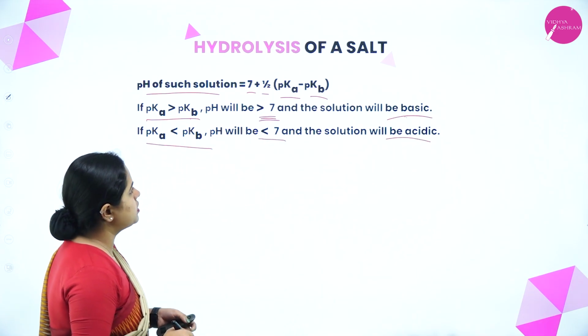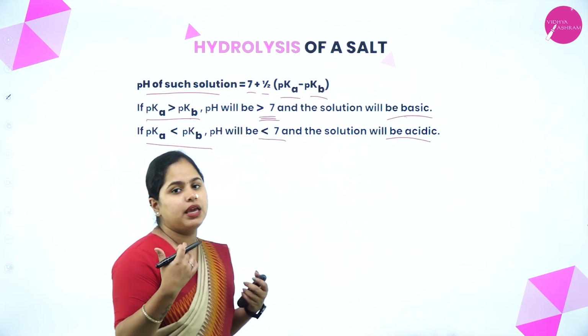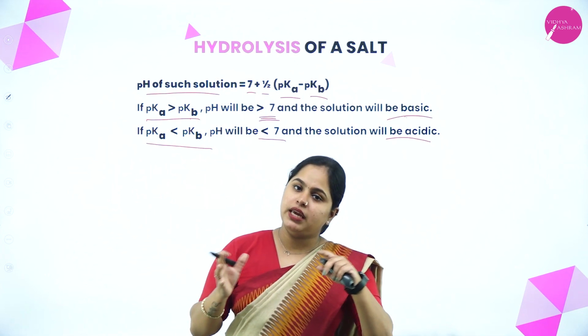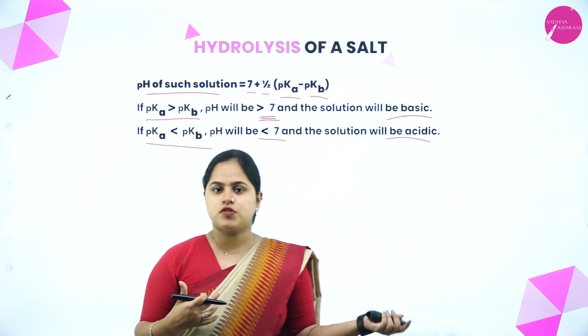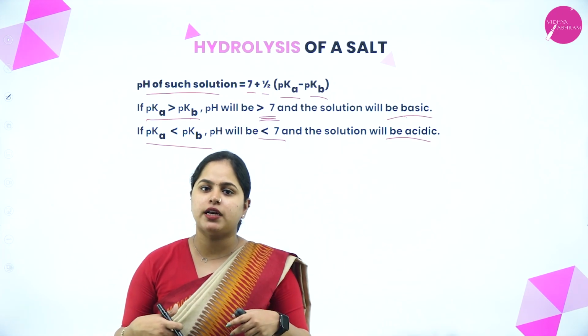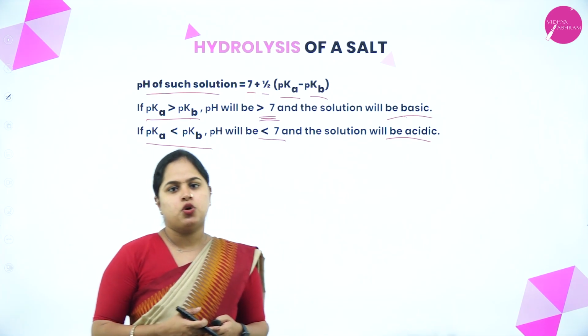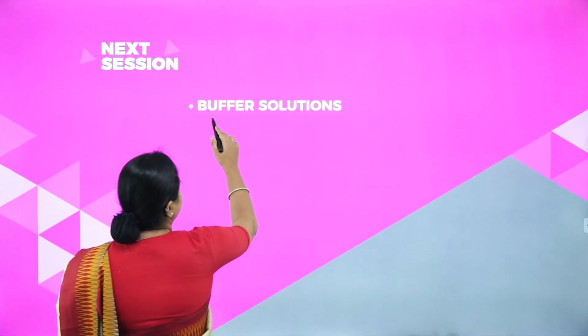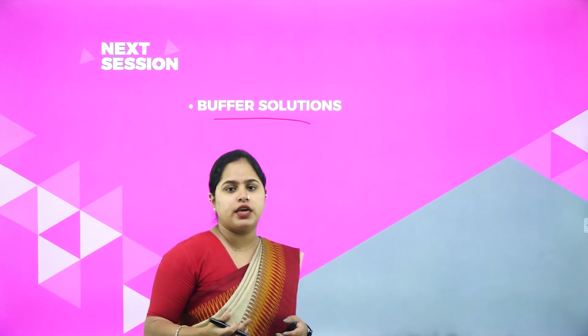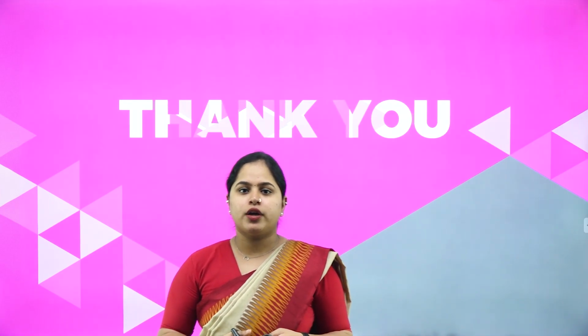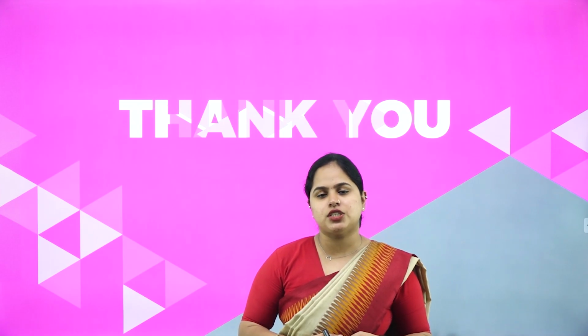Okay. So this equation is important which relates pH, pKb and pKa. And when pKa is more than pKb, which type of solution you will get, and if pKa is less than pKb, what solution you will get, you have to be clear with it. So next class we are going to study about buffer solution and the different types of buffer solution. So I hope the concepts that we have covered in this session are clear for you.